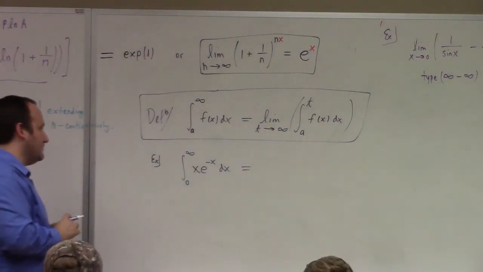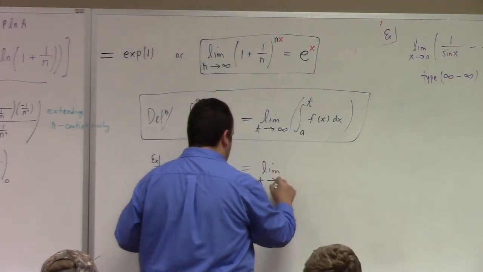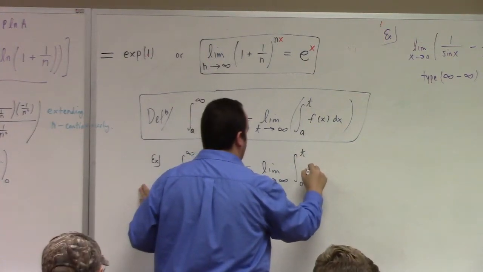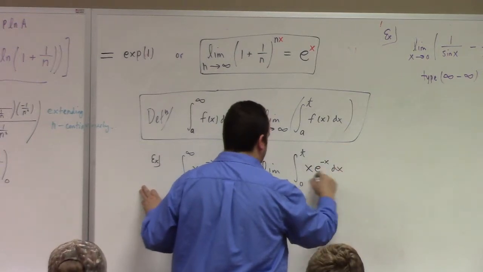What I'd have to do then is take the limit as t goes to infinity of the integral from 0 to t of x e to the minus x dx.